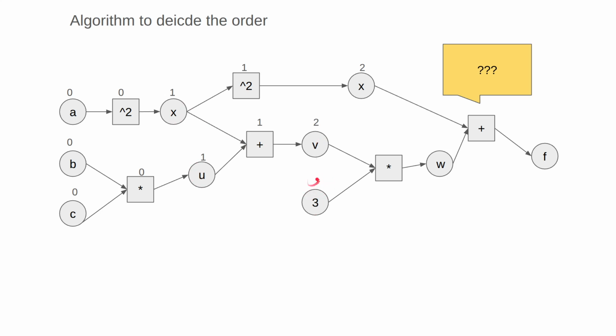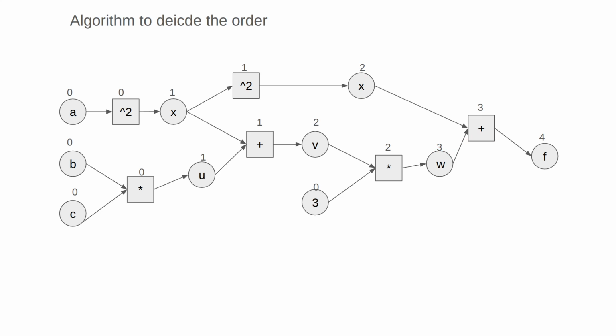And this is 0 since this is the input. So its generation is 0, and the other is 2, the maximum of 0 and 2. This one will be 2. And for this one it will be 2 plus 1, so this will be 3. And now we know that this is 2, this is 3, so this will be 3. And this will be 4. So in this way, we have decided the generation of every function and variable in the computational graph.